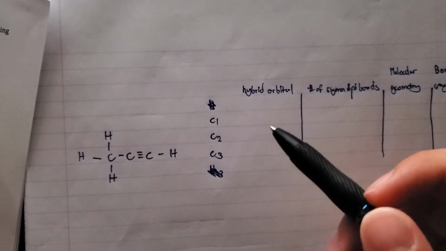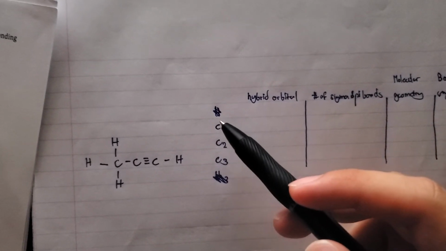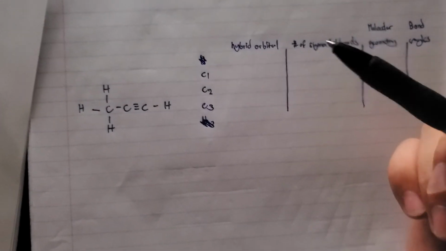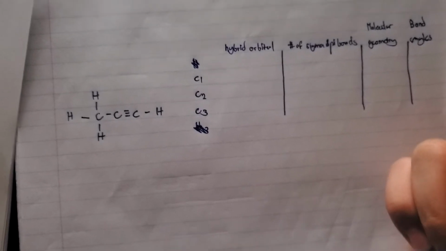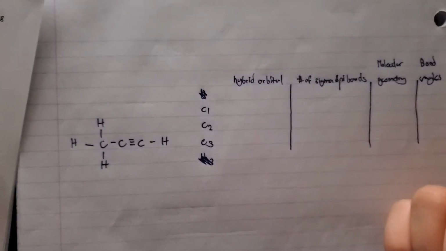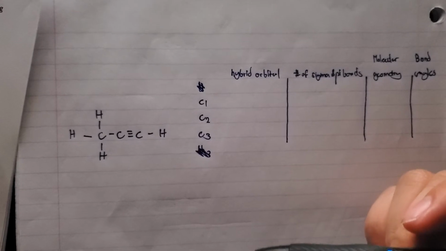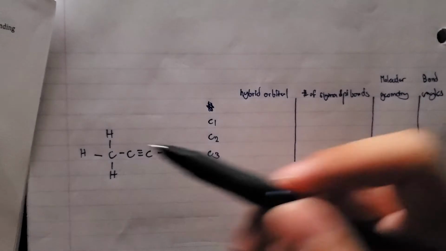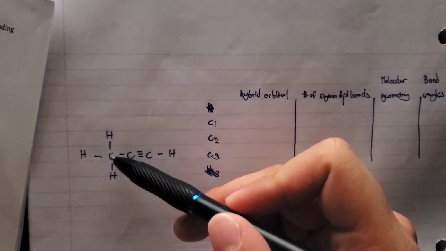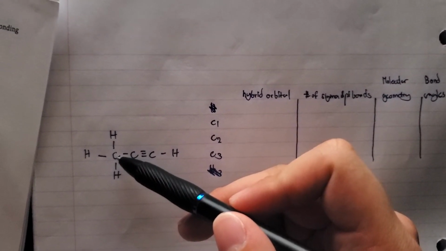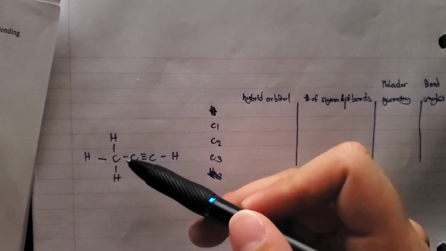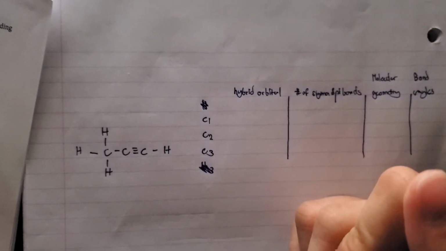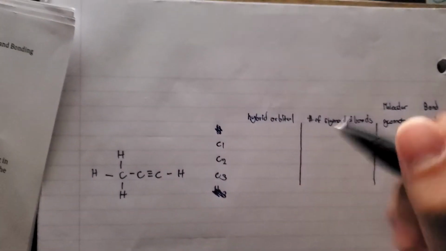For the hybrid orbital of the first one, remember that in order to find the hybrid orbital, you need to find the number of electron domains in each element. In this case, the first carbon has one, two, three, four electron domains. So that automatically gives it a hybrid orbital of sp3.